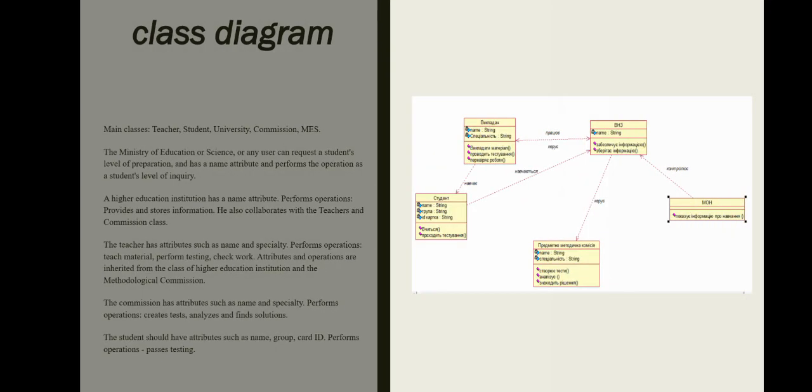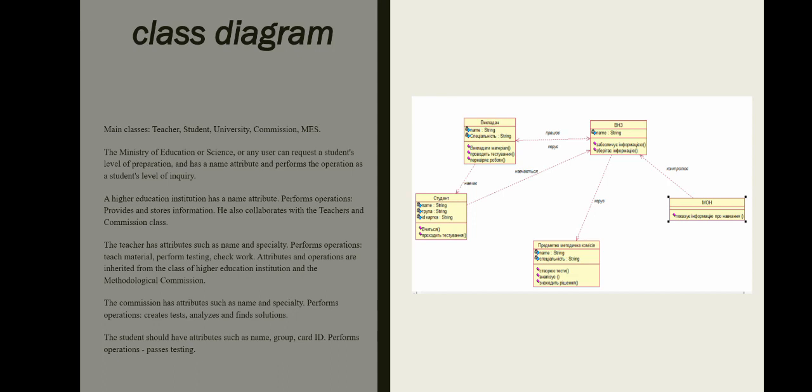Class diagram. Main classes: teacher, student, university, commission, MES, the Ministry of Education and Science. Any user can request a student's level of preparation. The user has a name attribute and performs the operation of requesting a student's level of preparation. A higher education institution has a name attribute, performs operations, and provides and stores information. It also collaborates with the teacher and commission classes.